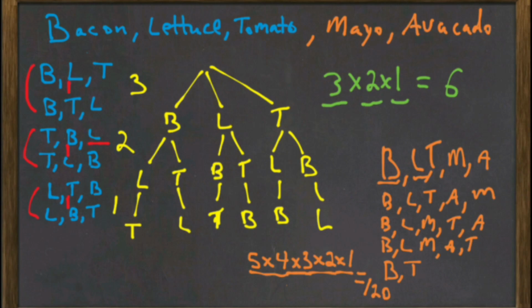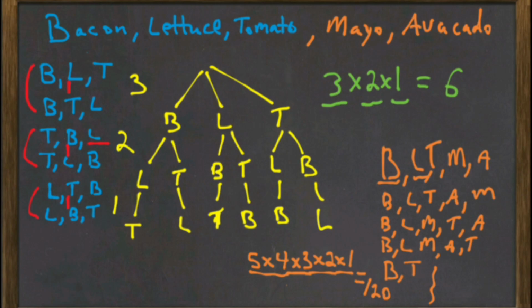Here, though, we have an order to these objects or these items, these ingredients, and we could list out 120 different orders. And so it would be quite cumbersome to do that, right? It would be pages long. And so this mathematical concept can help us short circuit that.